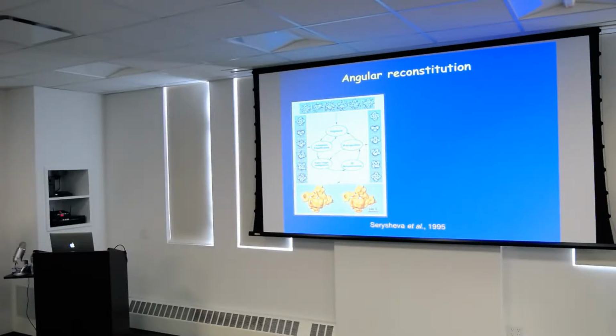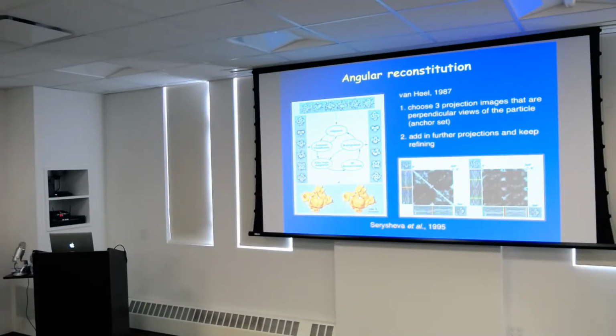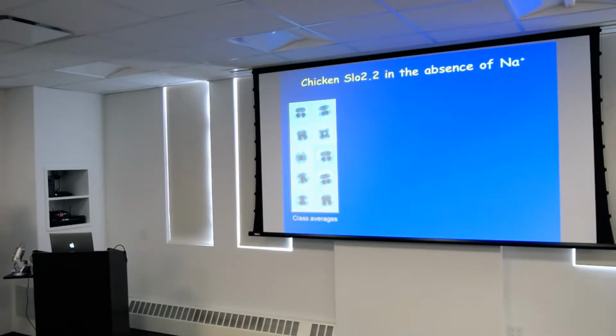And one of the early ways to do that was called angular reconstitution. And it was very simple. You started out with 3 perpendicular views, and that was your anchor set, and then you just added more and more different views, and this allowed you to get the reconstruction. The elephant in the room was, if you don't know the structure of your protein, how do you know what the 3 perpendicular views are? And so this was mathematically a very elegant solution. Practically, it created a lot of chaos. So this was just with sinograms and so on. So these days, the initial model is not as important as it used to be.